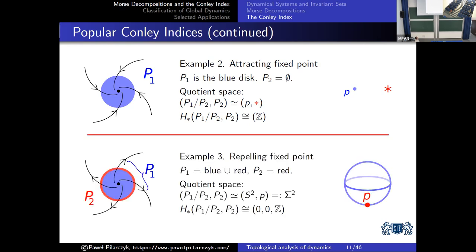If we have a repelling fixed point, then an index pair might look like this. We have a disk and the exit set is the circle around the disk. We take the quotient space and this looks like the sphere with this extra point to which the exit set was squeezed. So this is one connected component, but we don't count the connected component to which the exit set was squeezed. And the homology is 0, 0, and Z at the third position, or dimension 2 homology.